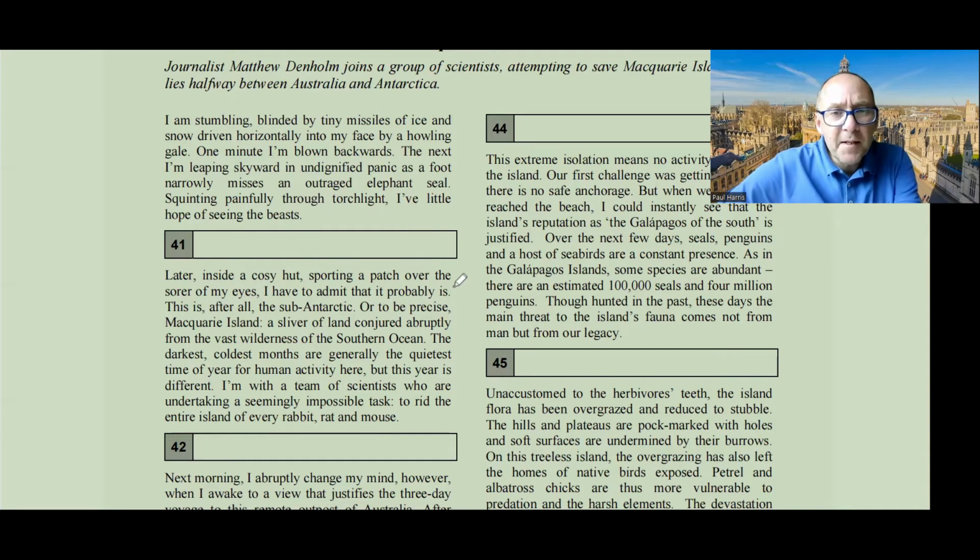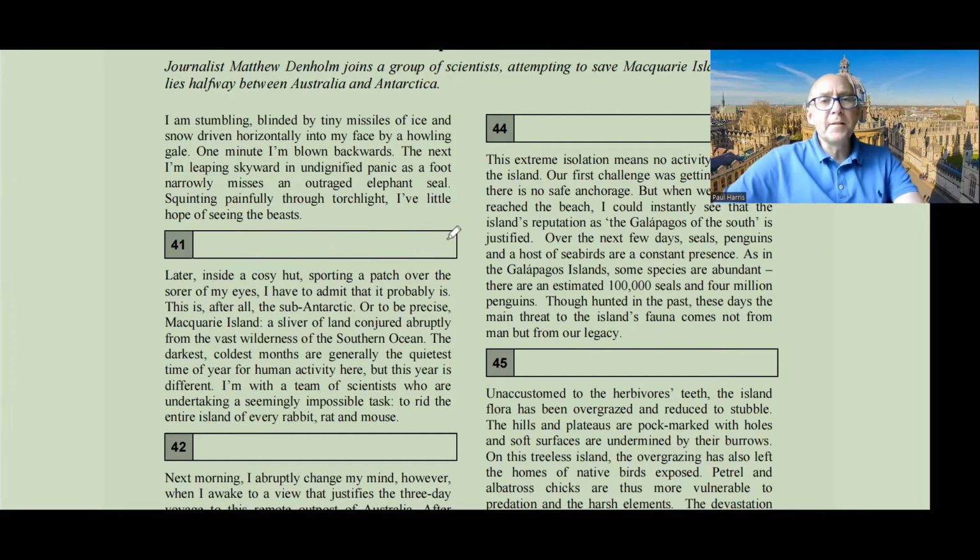And then we have a very curious sentence, this part here: "I have to admit that it probably is." Probably is what, you would ask? So I would say that whatever goes in 41 is probably going to be the question, and this might well be the answer. And then he says here as well, "this, after all, the sub-Antarctic." So again, this perhaps may well be related to something he says here.